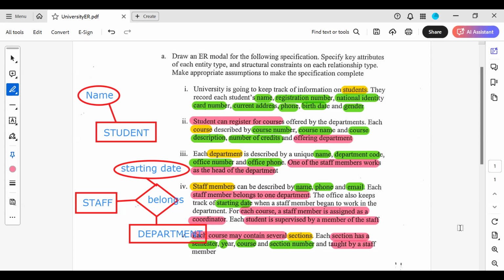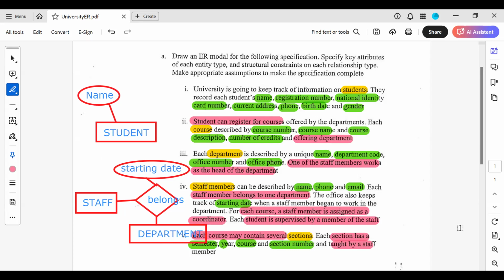So actually, student will be regular. For example, student registration number is a key attribute. Course could be regular as well. Usually course number and the course name could be unique. Department could be regular because department code is unique. Staff members, unfortunately we don't have any here, but email could be unique, right? So staff member is also regular.